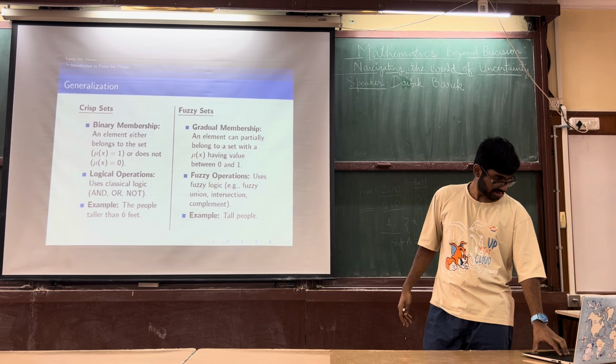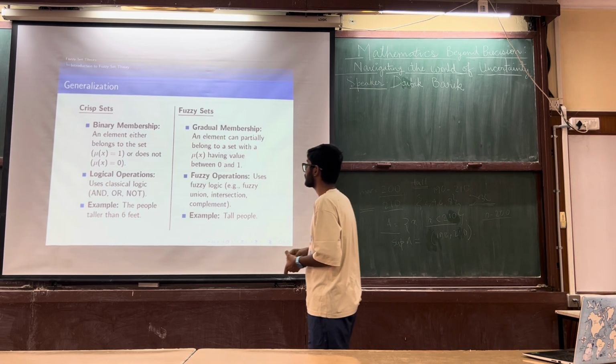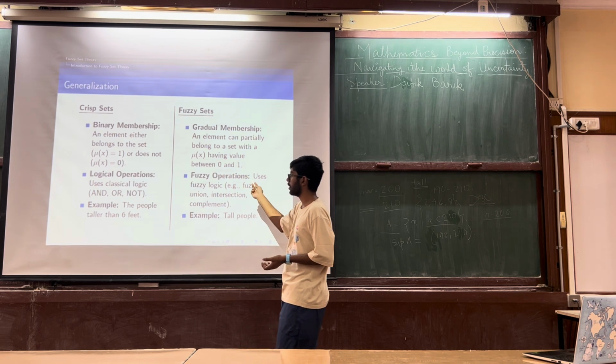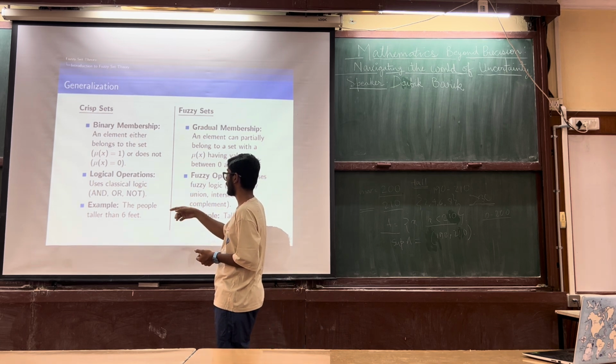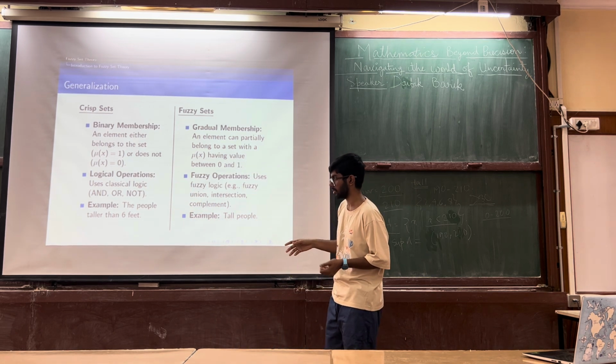So there is a differentiation between crisp sets and fuzzy sets. A crisp set has a binary membership, while a fuzzy set can have any value between 0 and 1. And we can use operations like and, or, not, but here we have different operations.